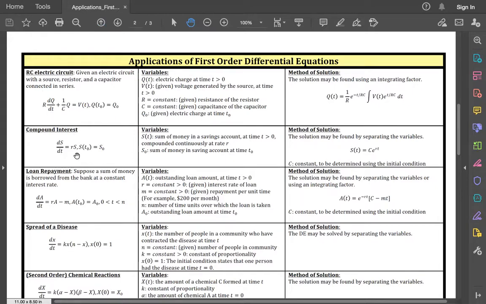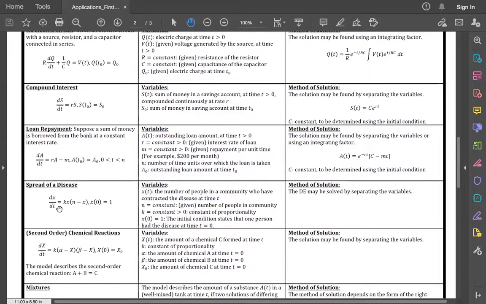We talked about compound interest. This loan repayment one is a little too close to home. It's talking about student loans. This is the rate of change of the amount that you owe per unit time, equal to that interest rate that you're paying times the amount that you owe at a certain time, minus M, where M might be your monthly payment. So this can help you to understand how much you owe at a certain time and how much you will owe in the future if you solve that differential equation. We talked about the spread of a disease.